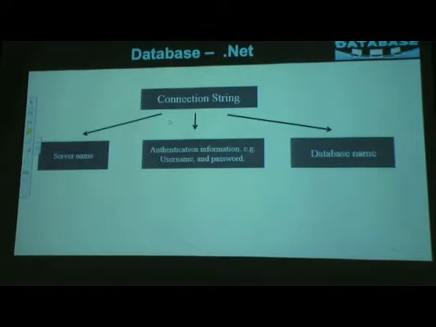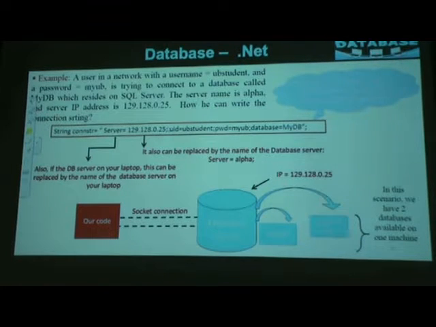This diagram shows the three parts of a connection string: server name, authentication information, username and password. The third part is database name. Example, if we have a user in a network with a username UBStudent and a password myUB trying to connect to a database called myDB, which resides on SQL Server, and the server name is alpha, the server IP address is 129.128.0.25. How can he write the connection string?